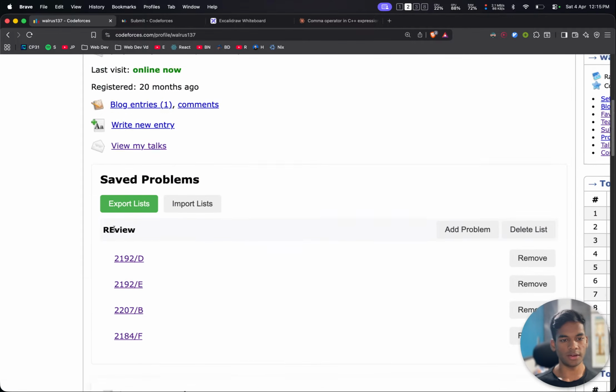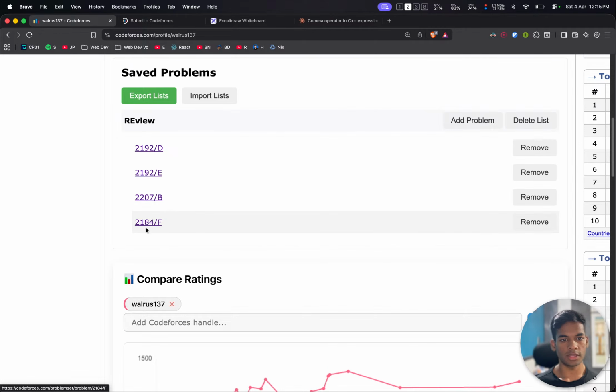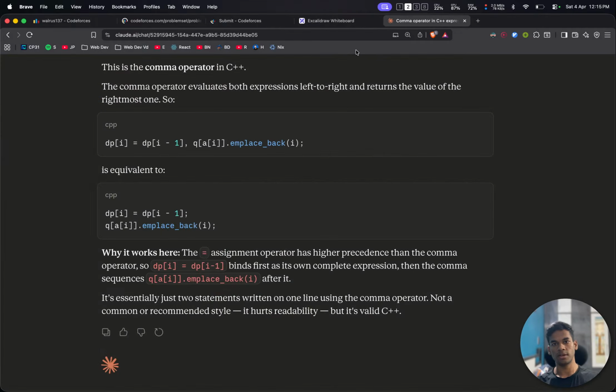Again, we didn't do any problems out of these. This one was cool. This one, 2184. I think we did this one day before yesterday. Codeforce is fastest website.